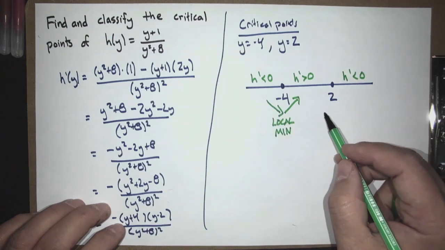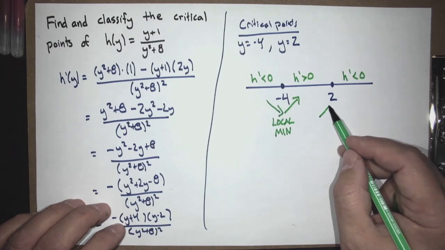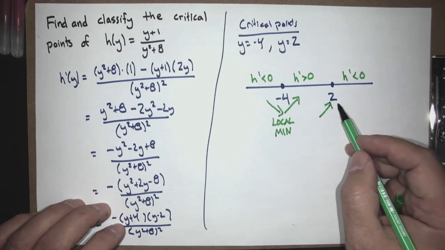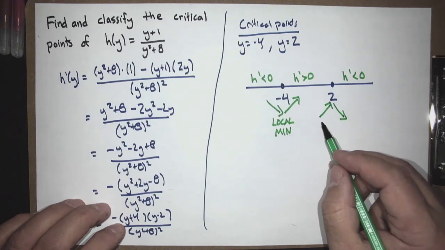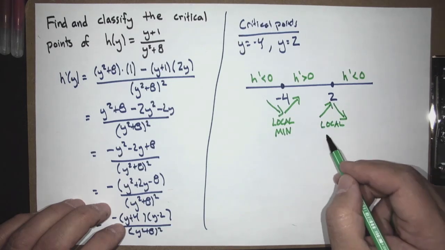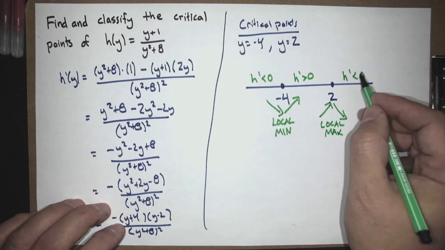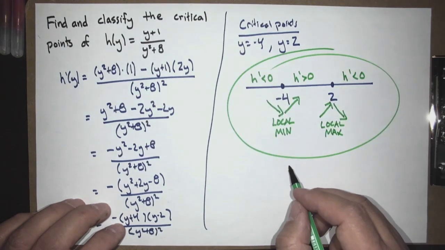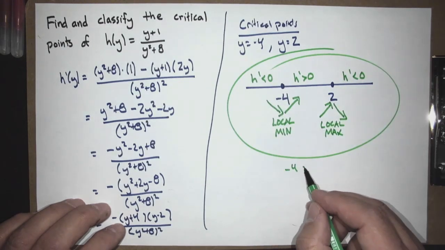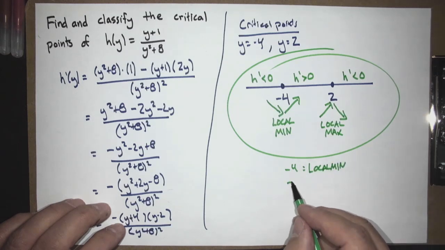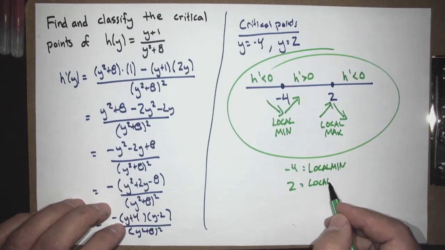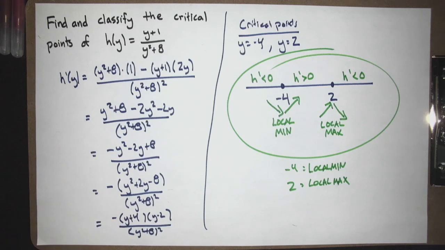At 2, before we are positive going up. After we're negative going down. So we are a local max. There we go. So we would say negative 4 is a local min and positive 2 is a local max. All right.